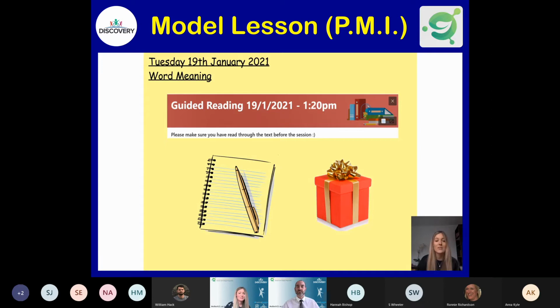Good afternoon, Year 6. Welcome to today's guided reading session where we're going to be focusing on word meaning. So before we start today's session, please can you make sure you've downloaded and read through the text, The Red Lady Part 1, because there are no slides on here where we go through and read it again. So please make sure you've read it beforehand. Also, please make sure you have your pen and paper ready. And please, like we've said before, please make sure you're present, you are listening, and you are making notes, and you are ready to answer some questions.